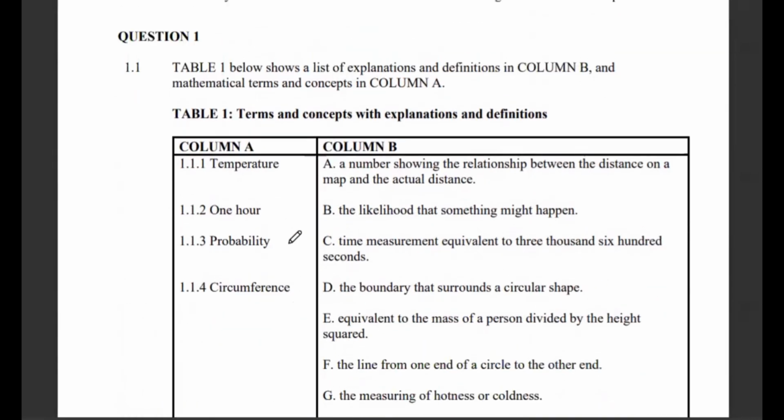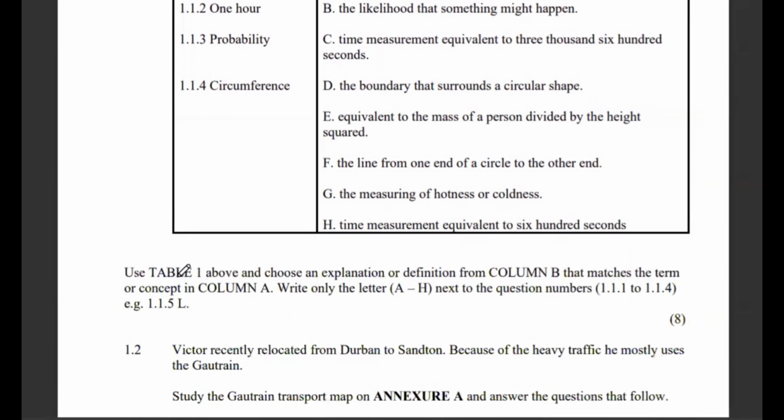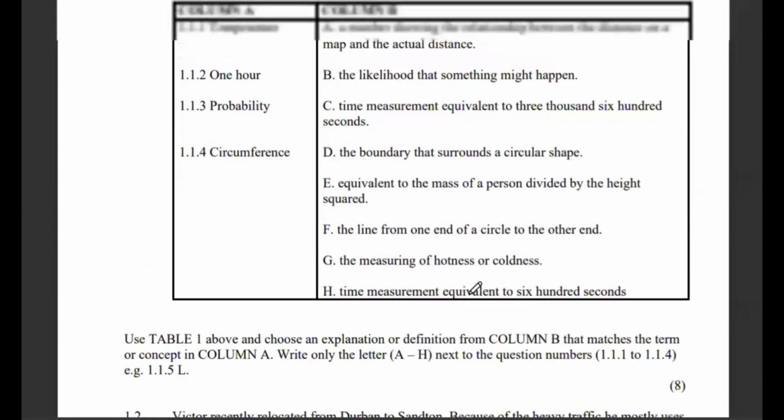The table below shows a list of explanations and definitions in column B and mathematical terms and concepts in column A. Column A has the terms and their definitions. On the other side, we're going to match them. Use Table 1 above and choose the explanation or definition from column B that matches the term or concept in column A. Write only the letter A to H next to the question numbers 1.1.1 to 1.1.4.